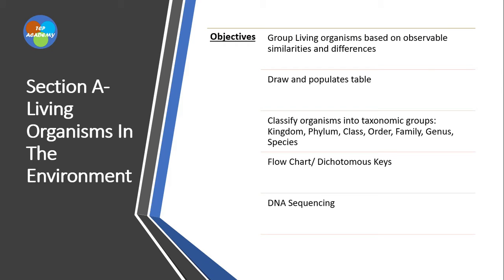So we are at section A of the syllabus, living organisms in the ecosystem, and the objectives are grouping living organisms based on observable similarities and differences, draw and populate a table, classify organisms into taxonomic groups such as kingdom, phylum, class, order, family, genus, and species. We're also going to be doing a flowchart and a dichotomous key and just be talking a little bit about DNA sequencing.